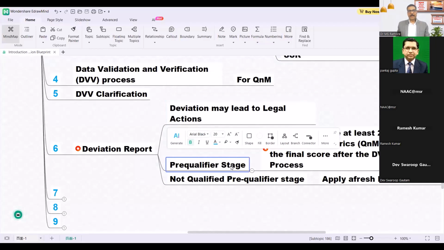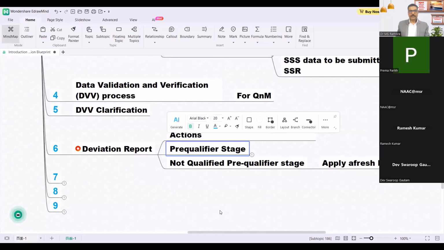Then the pre-qualifier stage is the next stage, and let me take 4 or 5 minutes on this pre-qualifier stage. This is part of the deviation report. In this deviation report itself, I told you there is a checkpoint beyond which the institution would not be able to move if it is not able to qualify the pre-qualifier stage. Now, to understand the pre-qualifier stage, let me share with you one example which is very relevant to all of you.